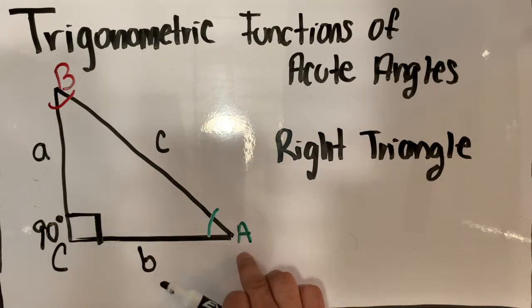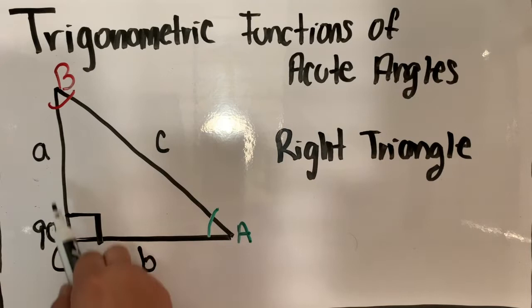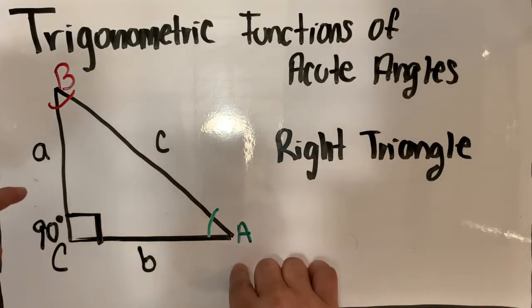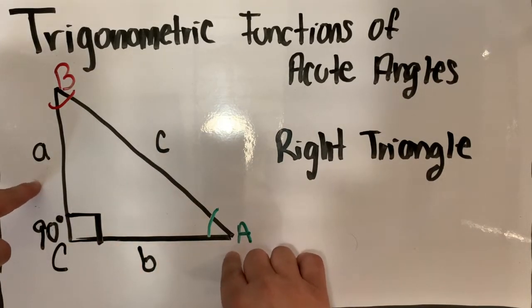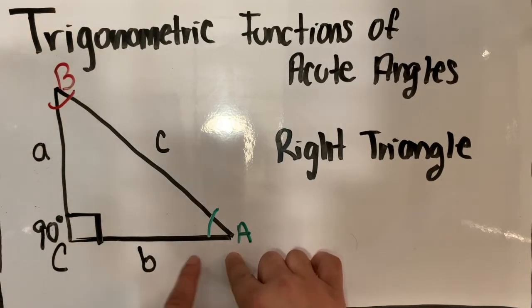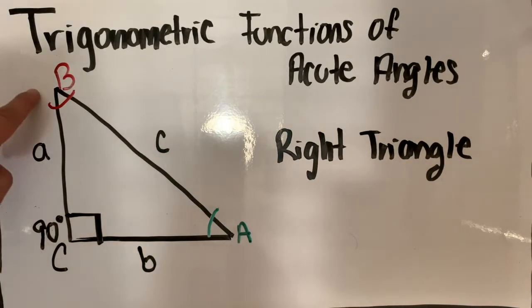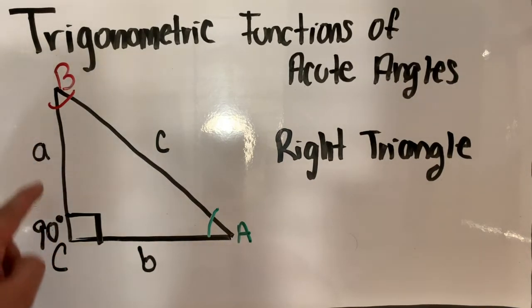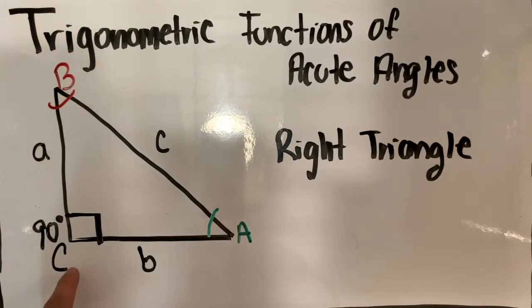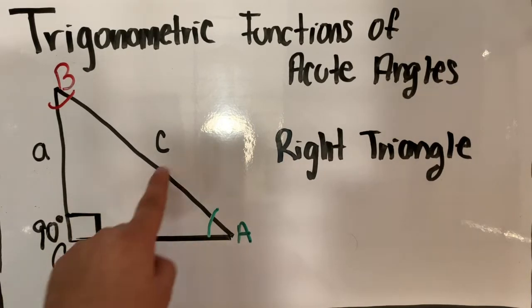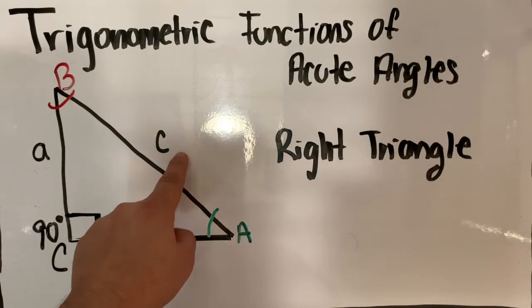For the angle A, the opposite side is going to be the letter A, and it's opposite because it's to the opposite sides of its angle. And the adjacent side to the A is going to be the letter B. For the angle B, the opposite side is going to be the side B or the leg B. And the adjacent side is going to be the letter A or the leg A. Always for the angle C, the opposite is going to be the hypotenuse, represented with letter C.